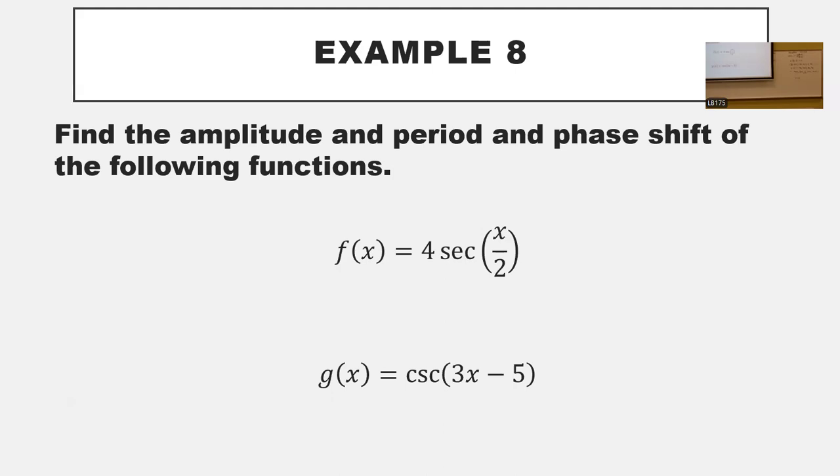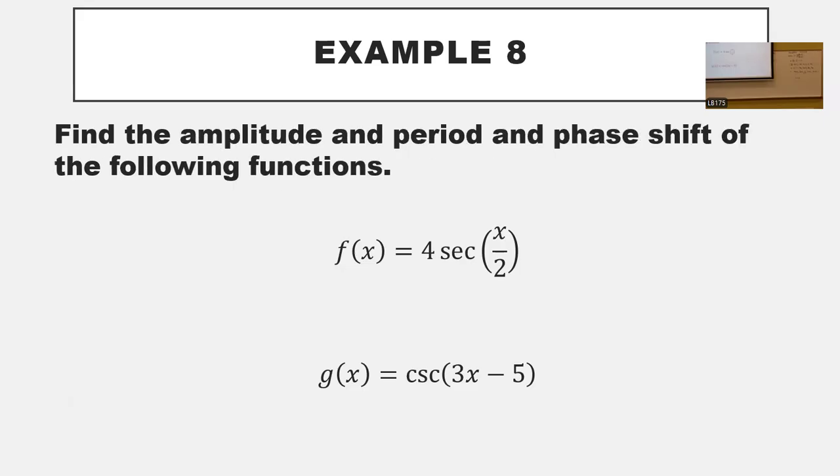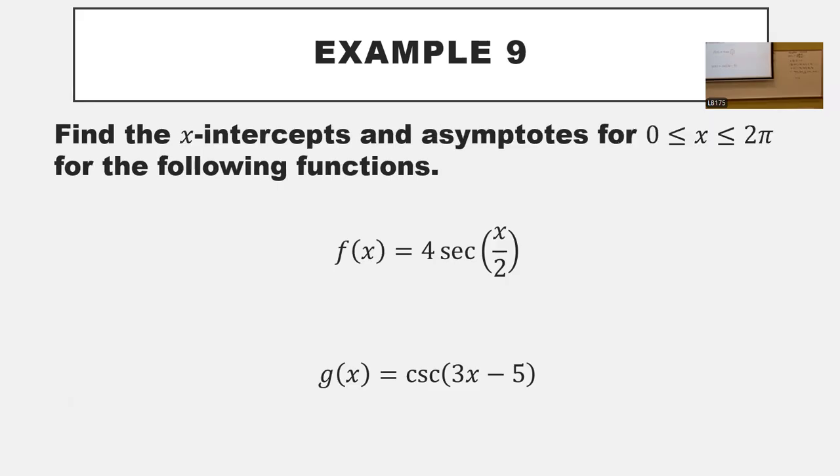And we're going to do the same thing we did in our previous examples. We are going to find the amplitude, the period, the phase shift. No vertical shifts here. And then we're going to find the x-intercepts or zeros and then the asymptotes. And when we do that, we'll find those x values which are between 0 and 2 pi. So let's just do that for the cosecant of 3x minus 5.